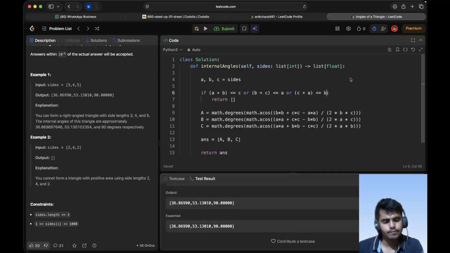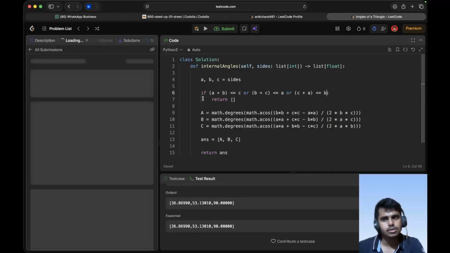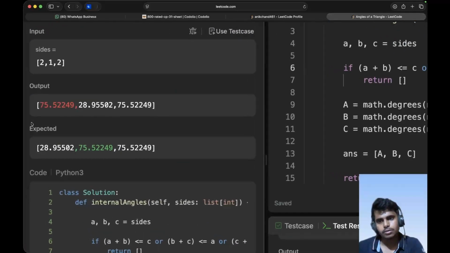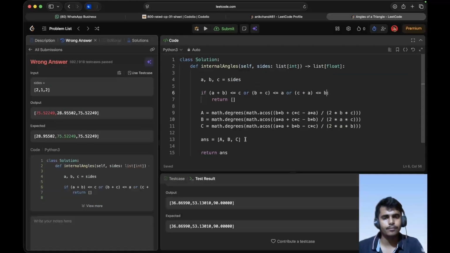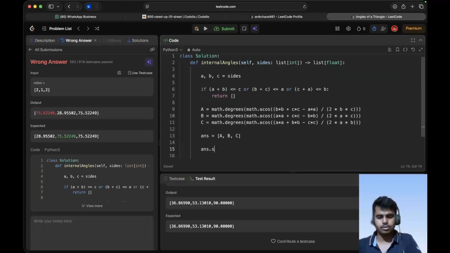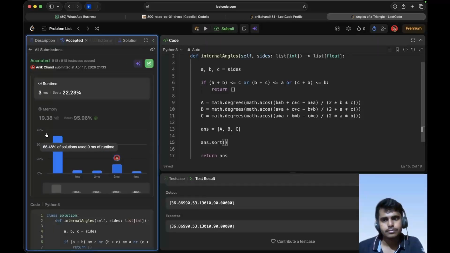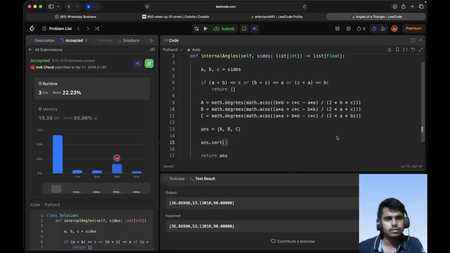Okay, we can submit this. Wrong answer, because the output order is wrong. Okay, I have to sort the array. Answer dot sort, and now I can submit. This is correct. Okay, so goodbye.